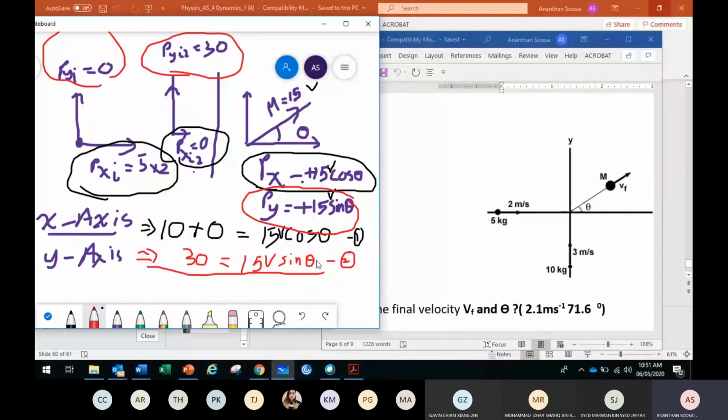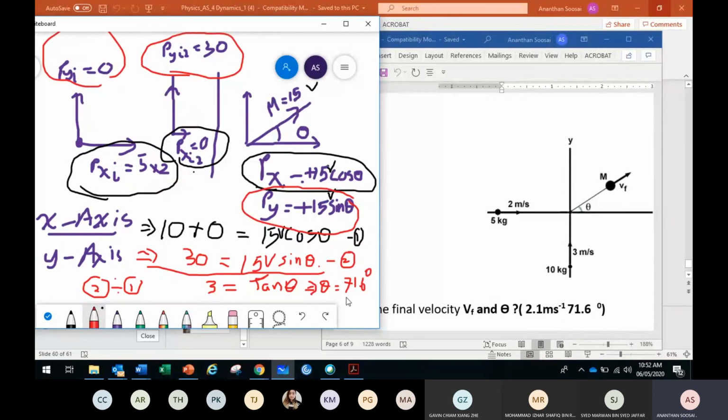I think the easiest is to find theta first. Divide equation 2 by equation 1, because we want tangent, with sine on top. So 2 divided by 1, what do you get? You get tangent theta on the left. On the right, 30 divided by 10, so you get 3. So shift tangent, you get 71.6.